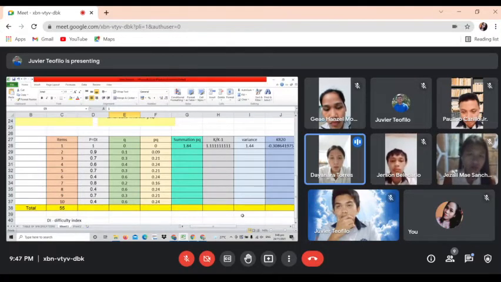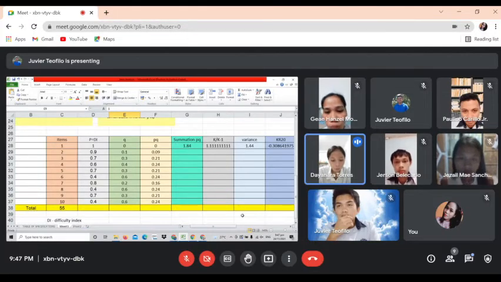So for the column of K over K minus 1, K is the number of questions. So number of questions over number of questions minus 1. The number of questions we have is 10 items. So 10 over 10 minus 1. Our answer is 1.111111.